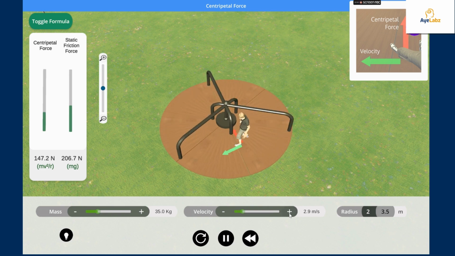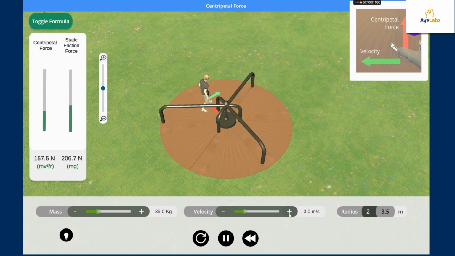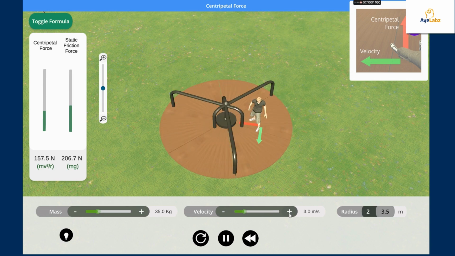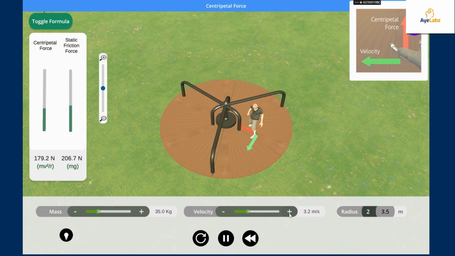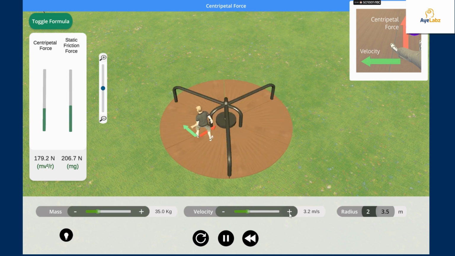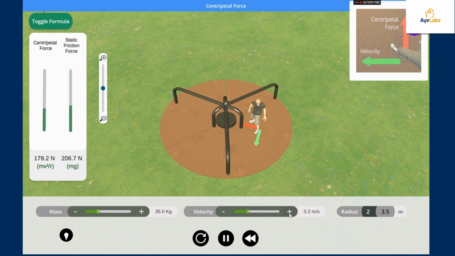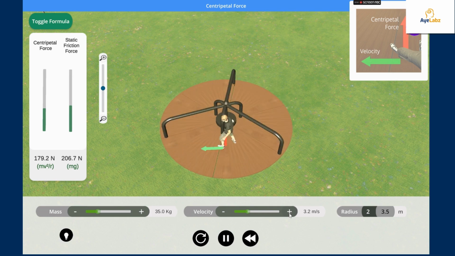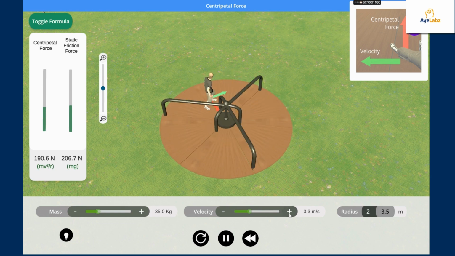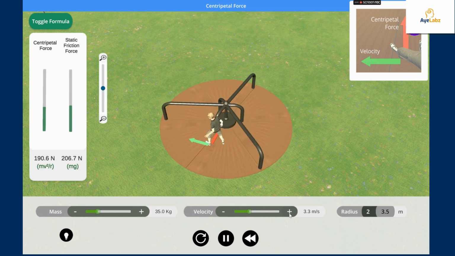When you increase the speed, the kinetic energy also increases, and with that, the centripetal force also increases. You will notice that the faster the merry-go-round spins, the more work friction has to do to prevent you from flying off. Now notice how as the speed increases, the static friction between the person and the surface of the merry-go-round also works to keep them in place.